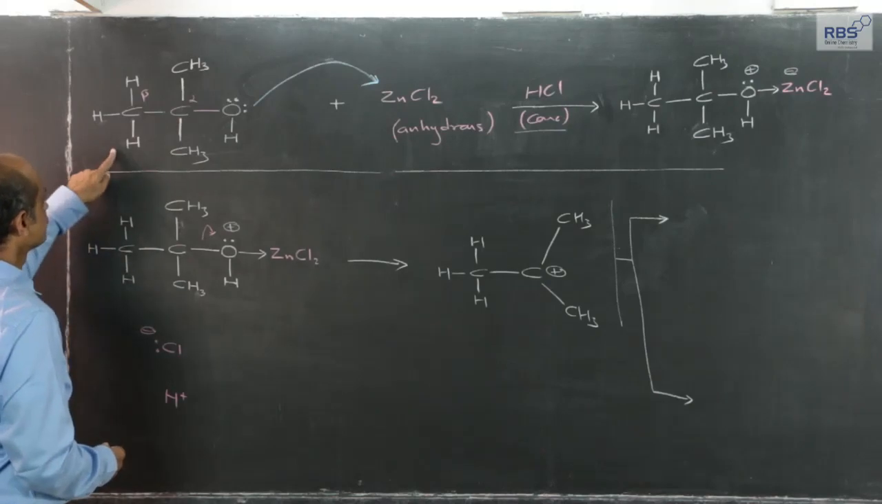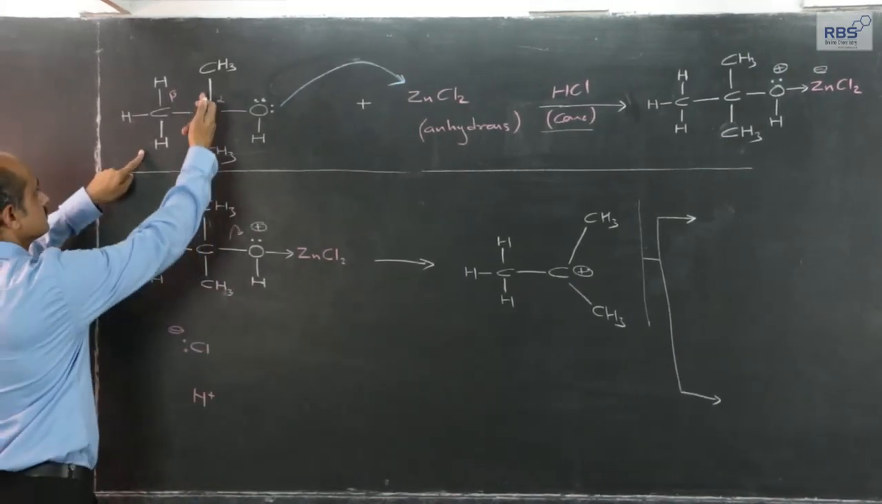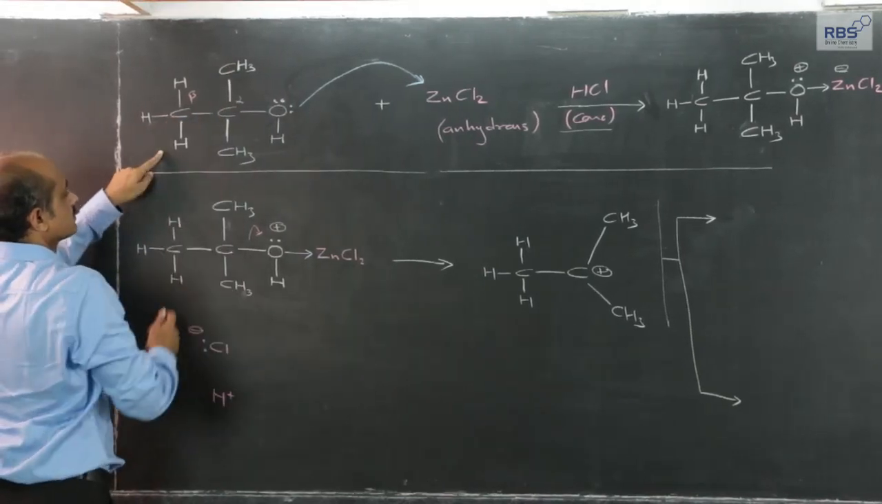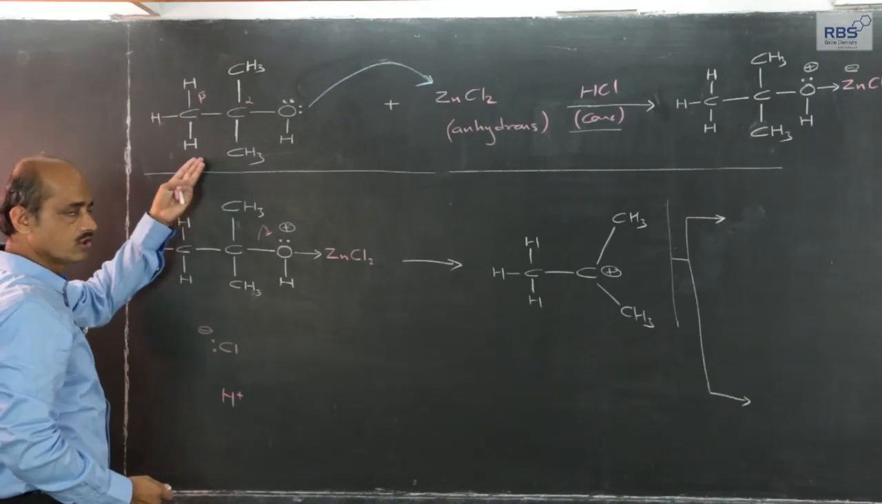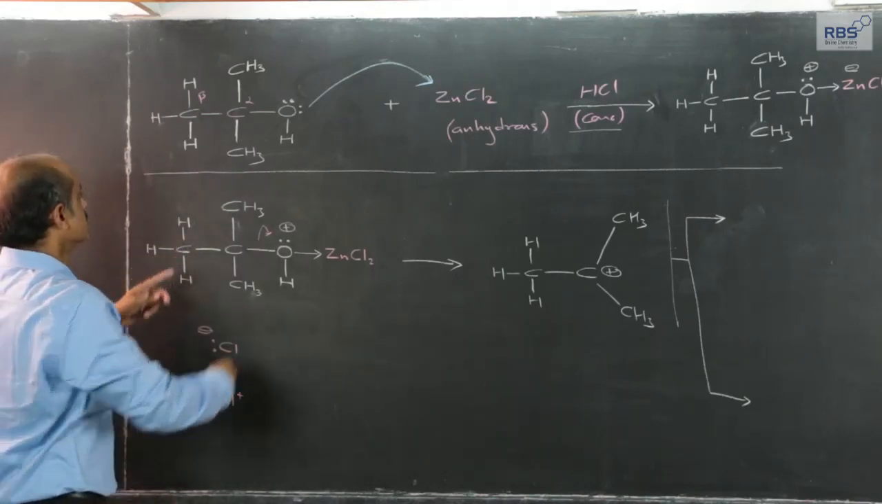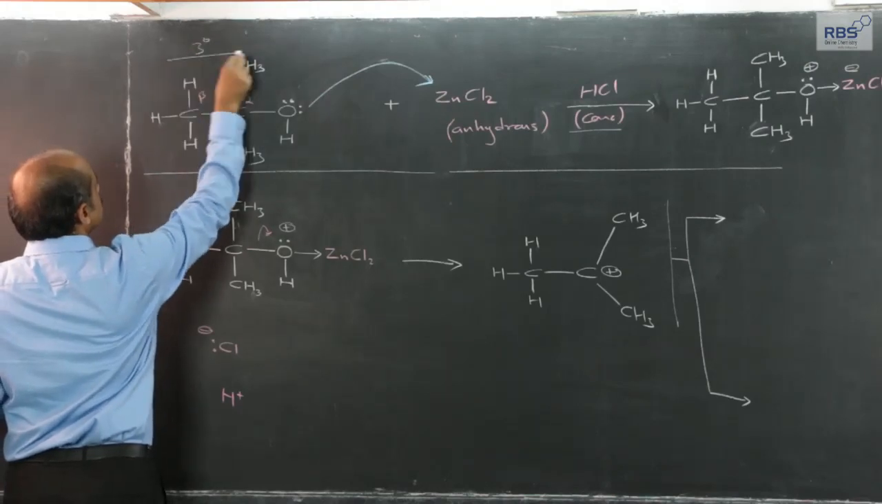Now this is tertiary butyl alcohol, 1, 2, 3, IUPAC name 2-methyl propan-2-ol, I will not write. This is an example of a tertiary alcohol.